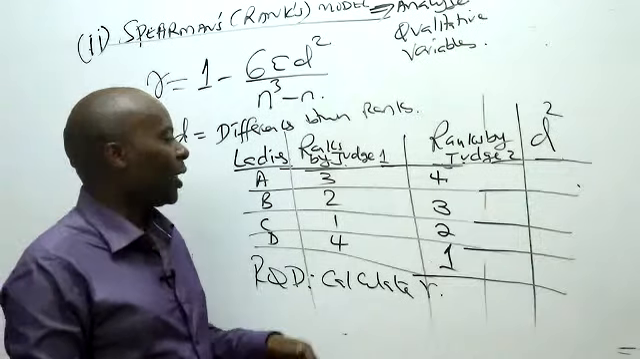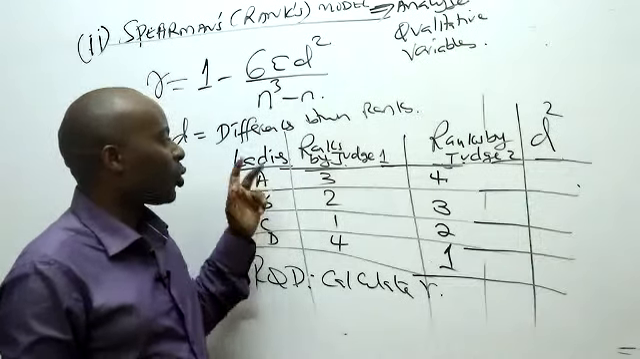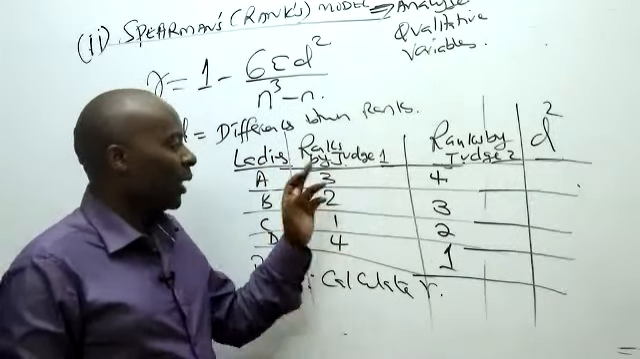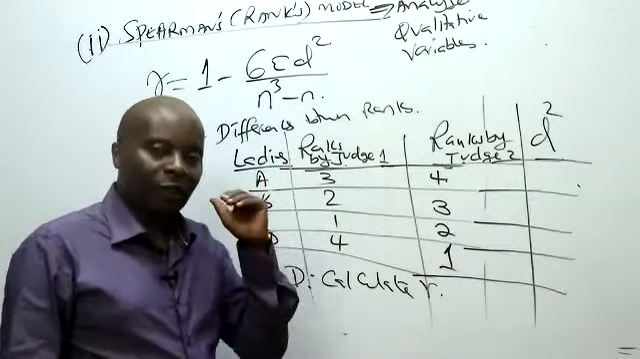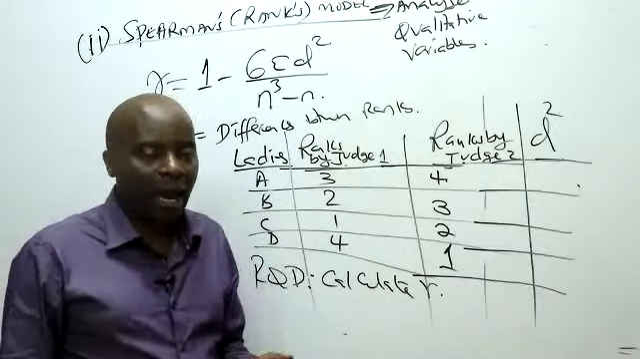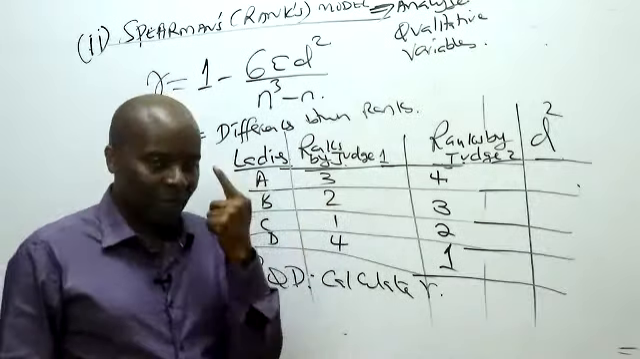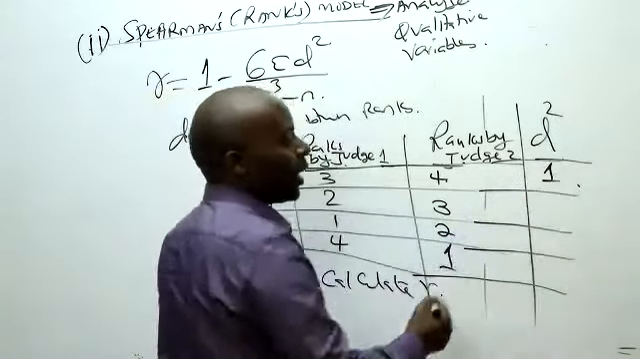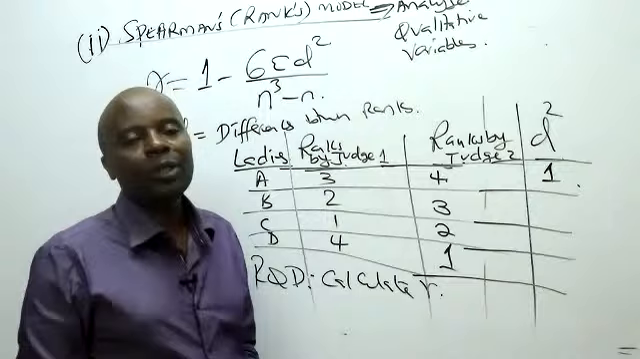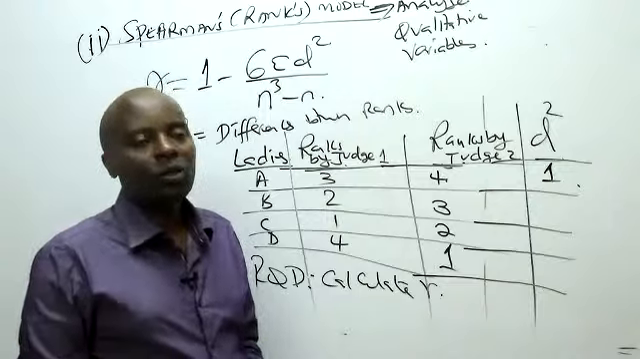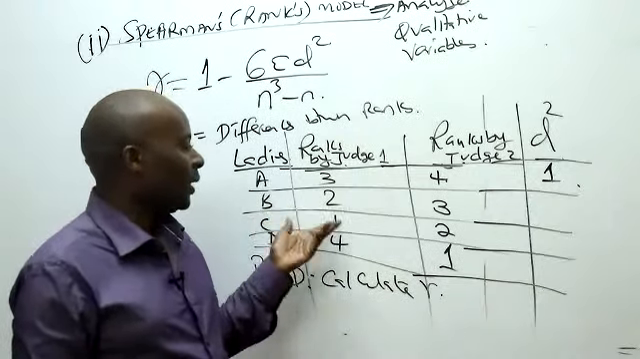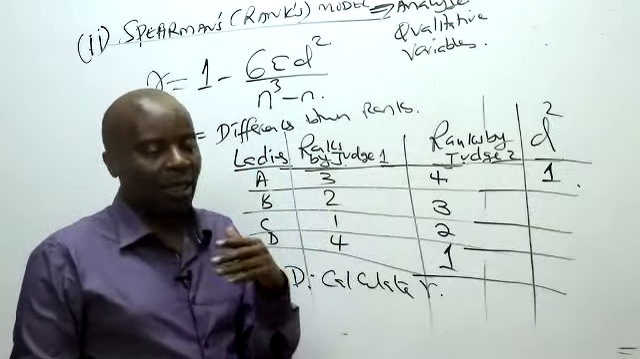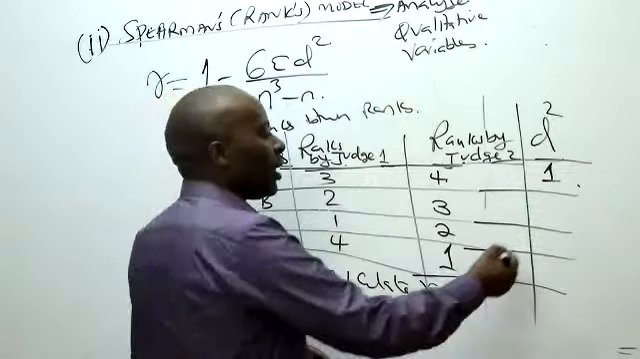So for the first lady, who was ranked number 3 by Judge 1 and number 4 by Judge 2, you'll have 3 minus 4. And whatever difference I get, I will square. So 3 minus 4 gives me minus 1. Minus 1 squared will end up giving me positive 1. From there we go to the second lady. I can see 2 and 3. The difference there is negative 1. Negative 1 squared again gives me 1.